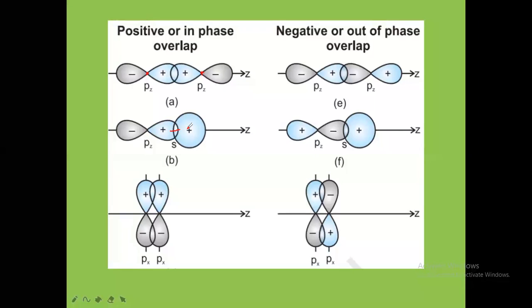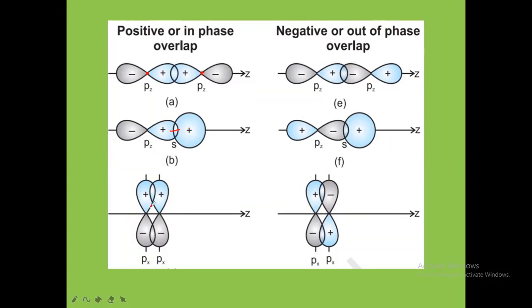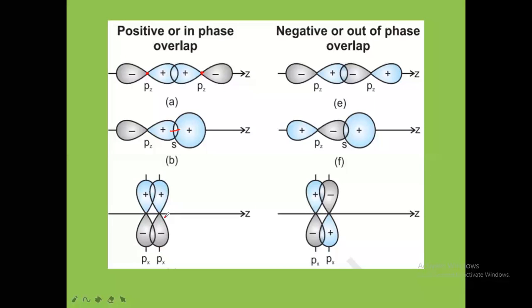Okay. So next one, in this case, two p orbitals. This p orbital, the px orbital, we have taken. What is this? Px. Px means the x-axis is taken.